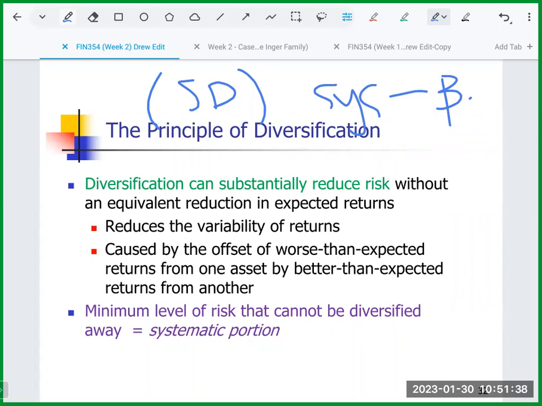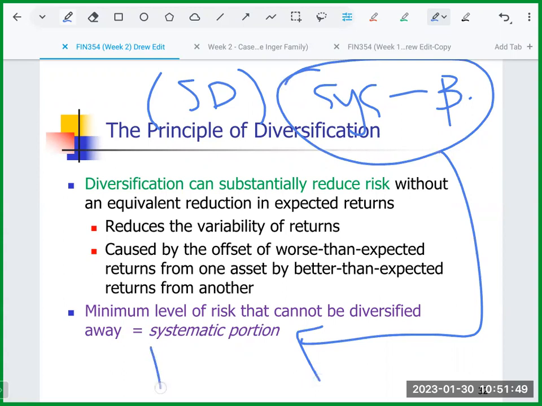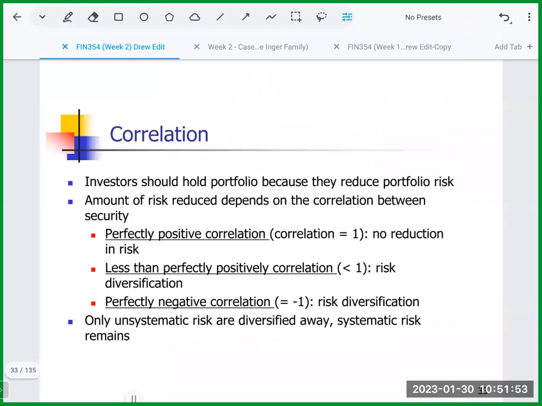We are reducing the total risk by reducing or removing all the unsystematic component. And what's left is your systematic component only, which is your beta risk. Okay. So this removal of unsystematic risk is actually due to correlation.